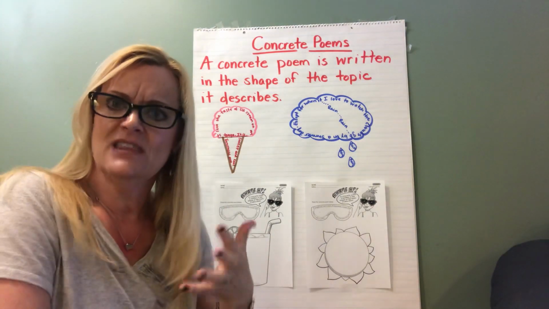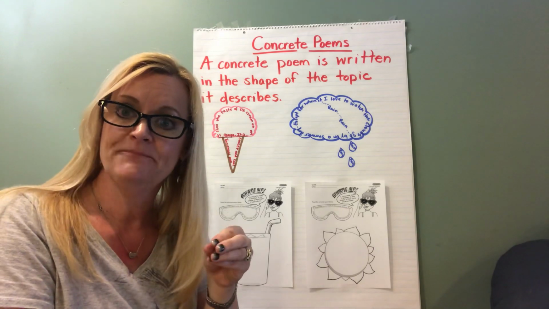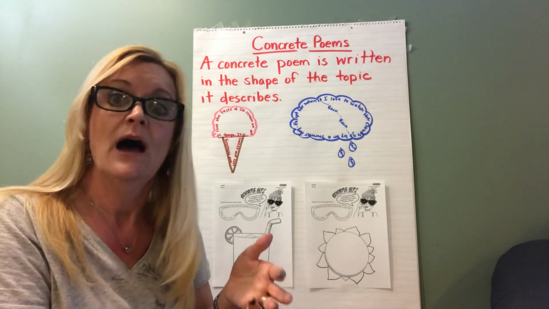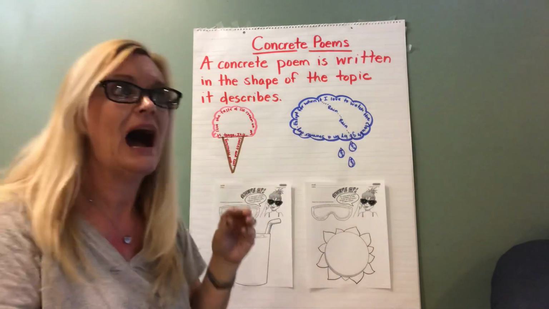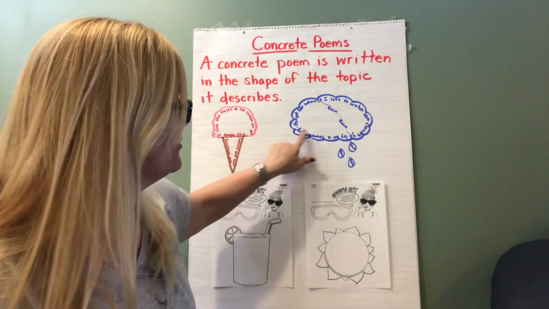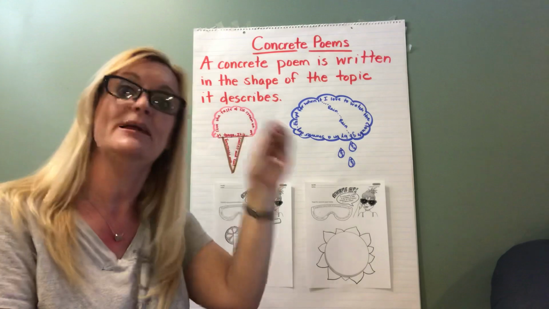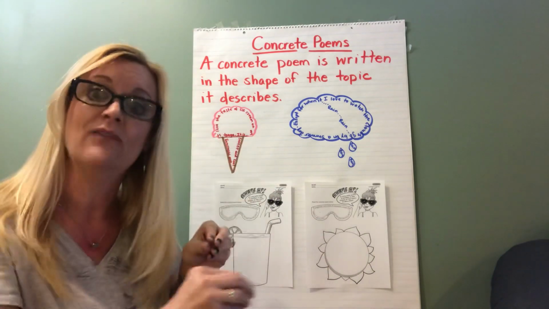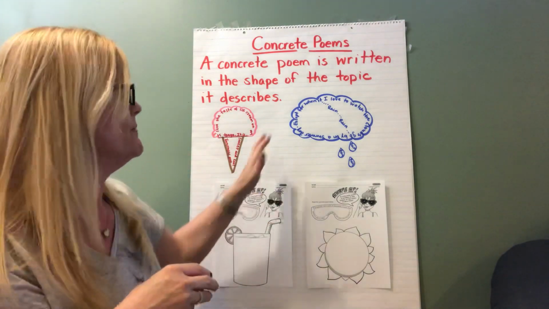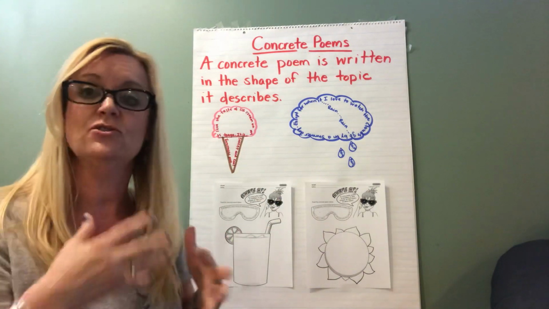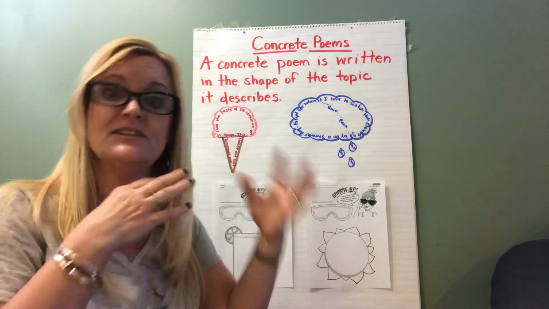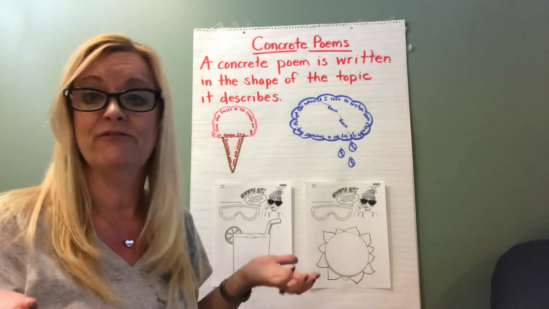And the neat thing about concrete poems is that most often they're kind of free verse. You know, you can make them rhyme if you want to. In my cloud, I could actually write a haiku poem around the outline of the cloud to make it look like a cloud, or I could write a cinquain poem and make it look like a cloud. So you can put other kinds of poems in a concrete poem, or as long as you have the shape of your object, it can be free verse.